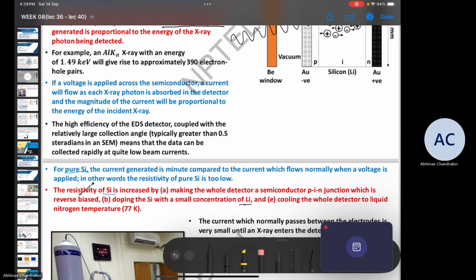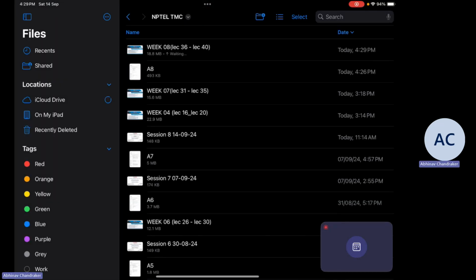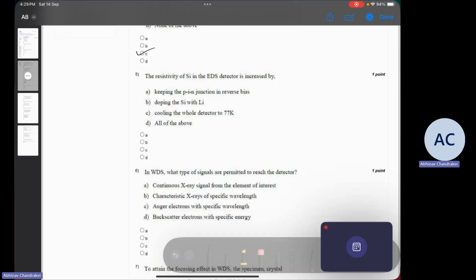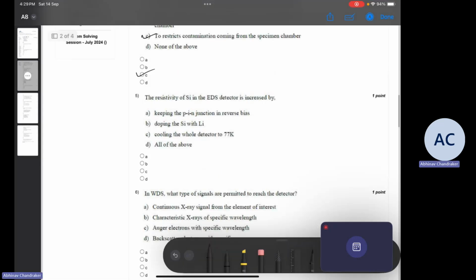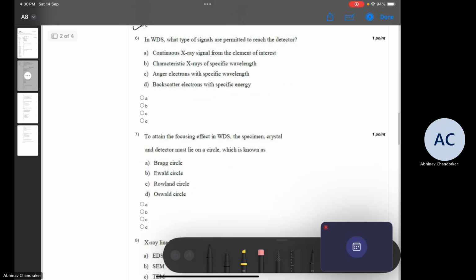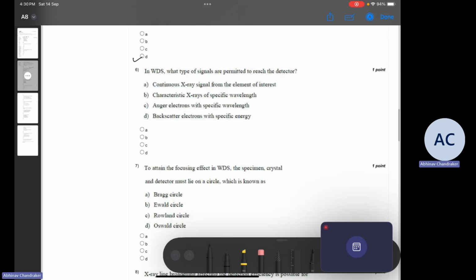I'll have to verify it, but I think here instead of increase we should have a decrease, and all three options will lead to a decrease in the resistivity. So correct answer is D, all of the above. And question 6: in WDS, what type of signals are permitted to reach the detector?